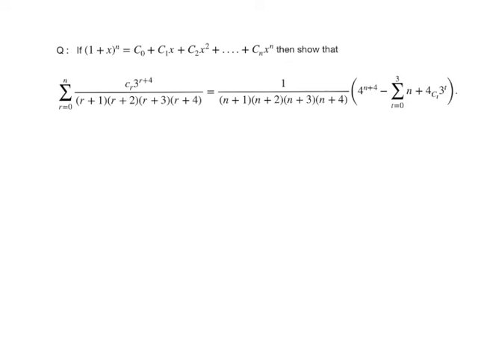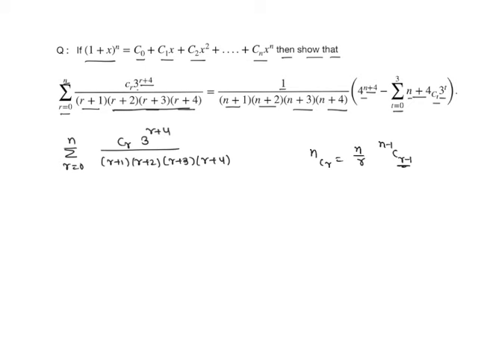Next problem is, if (1 + x)^n = c0 + c1x + c2x² + ... + cn x^n, then show that sigma r equals 0 to n, cr into 3^(r+4) divided by (r+1)(r+2)(r+3)(r+4) equals 1 divided by (n+1)(n+2)(n+3)(n+4) in bracket 4^(n+4) minus sigma t equals 0 to 3, (n+4)Ct into 3^t. Now to solve this one, we will take the left hand side.